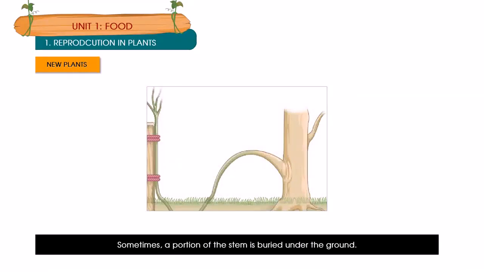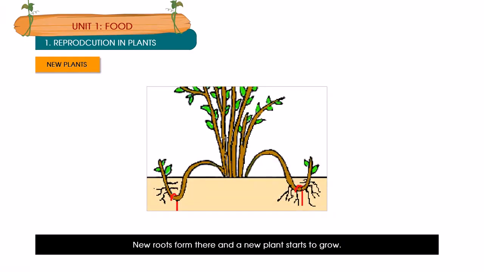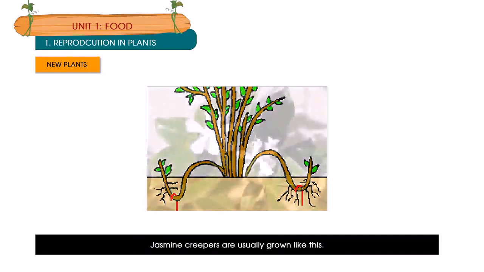Sometimes a portion of the stem is buried under the ground. New roots form there and a new plant starts to grow. Jasmine creepers are usually grown like this. Potatoes, sweet potatoes, and ginger grow from underground parts of the plant. Bryophyllum reproduces from its leaves.